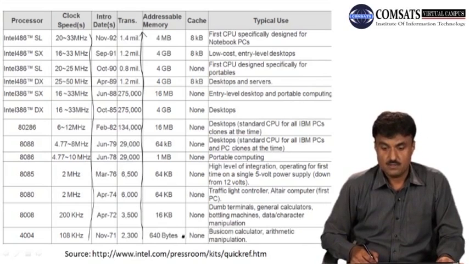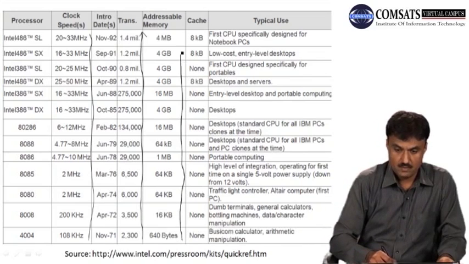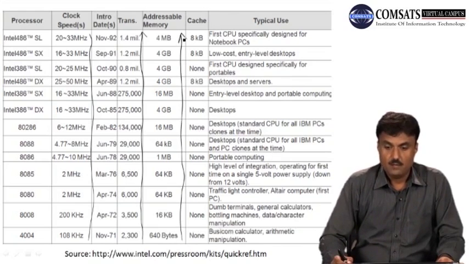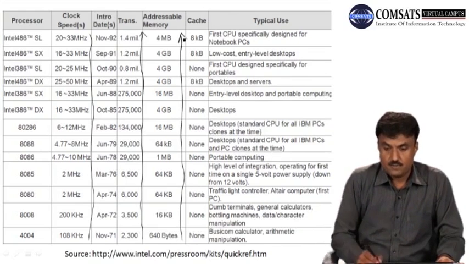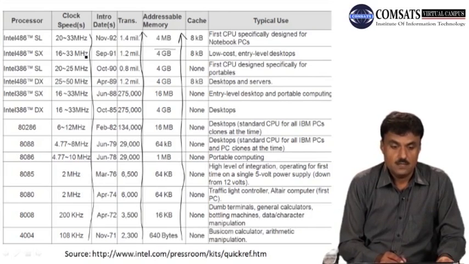We will discuss what addressable memory is. You can see the addressable memory has also increased. The size of the memory that can be addressed by the microprocessors has increased, up to 4 GB of addressable memory here, and here it is 4 MB. Why? Because this is the Intel 486SL, the single word low power microprocessor.